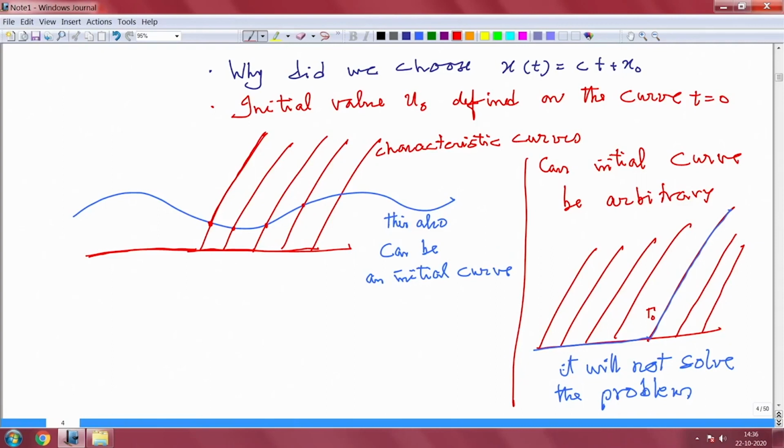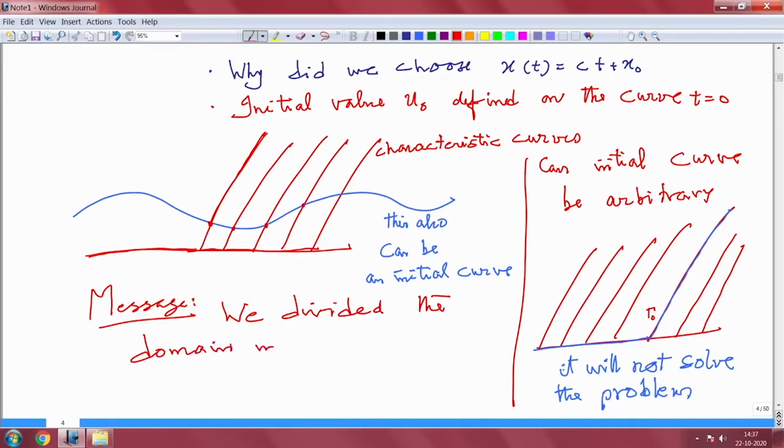So, it is not necessarily that initial values are prescribed on the x axis or something. We are trying to understand these things in a very mathematical way right now. Okay. But then what is the message? The message is that we divided the domain, not really divided, we divided the domain into characteristic curves. That is the one message, divided the domain into curves.